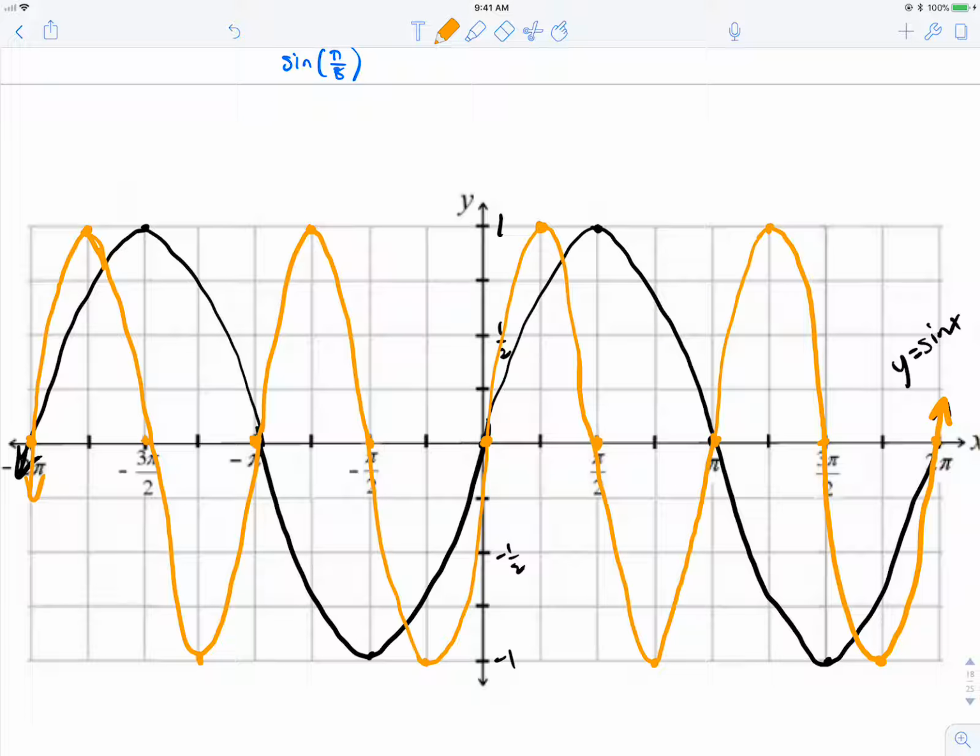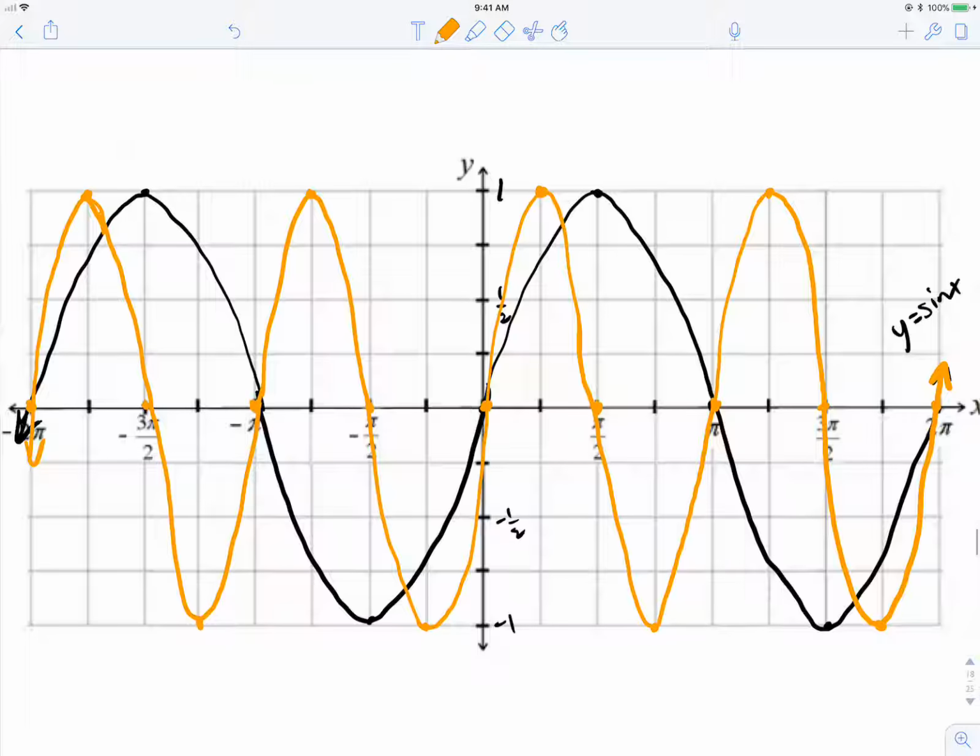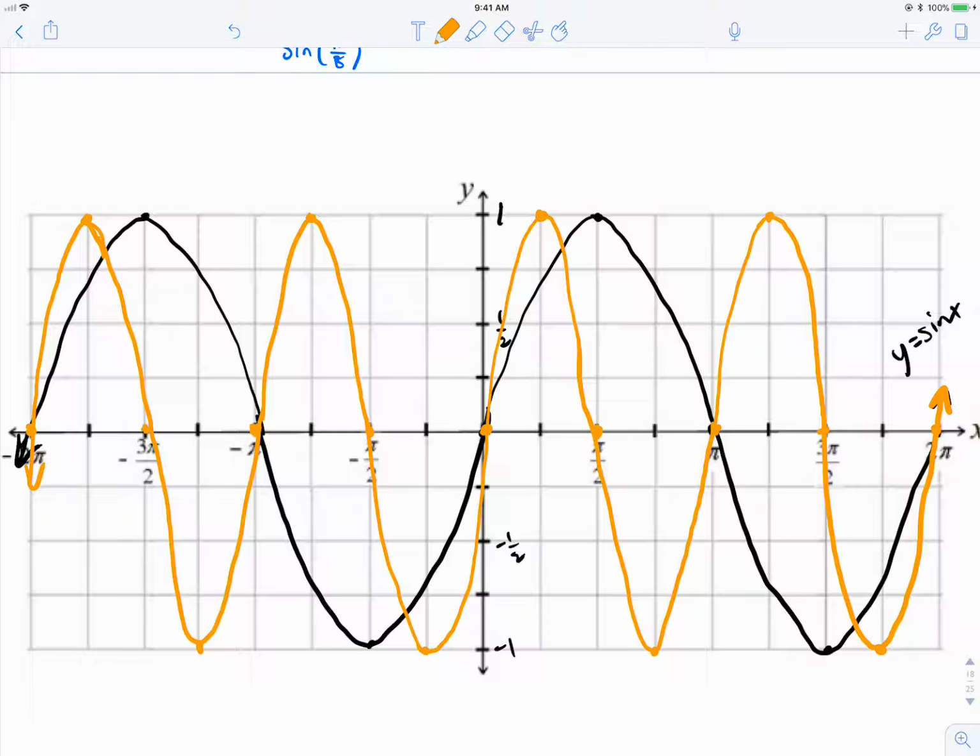Sorry about that. If this wasn't already my second take and I had more time, I would redo this for graphing incorrectly first. But the orange graph is going to be y equals sine of 2x, where we can see that the graph has been horizontally compressed. The period is going to be equal to pi.